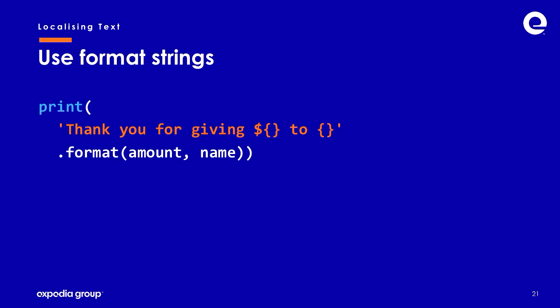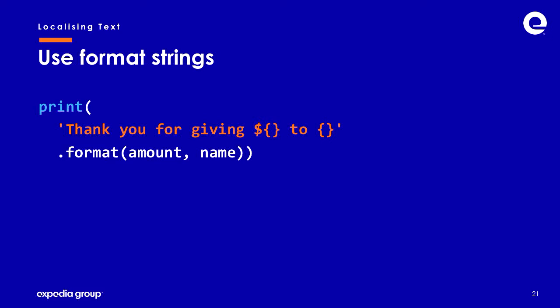You might want longer strings, you might want entire paragraphs or entire pages, but a sentence is sort of the bare minimum of what you would want to hand to a translator to translate. So I'm going to use a format string. So thank you for giving an amount to a name. The functionality hasn't changed, just exactly how I'm expressing it does.